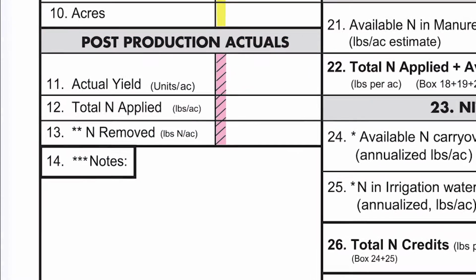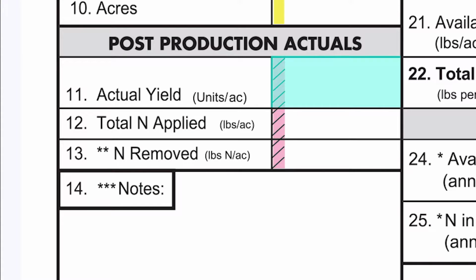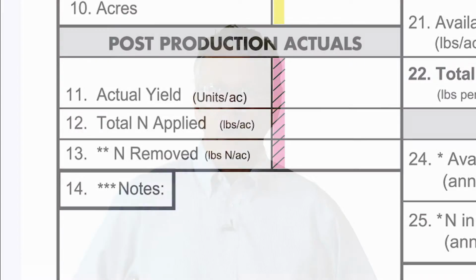In box 11, enter the actual yield you harvested, listed as units per acre. For example, almonds would be in pounds per acre. Tomatoes and grapes would be reported in tons per acre. This should be an average of the pounds or tons per acre over the entire field or management unit.